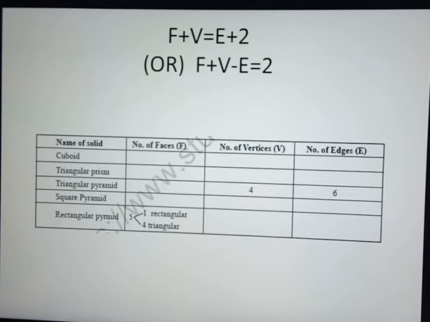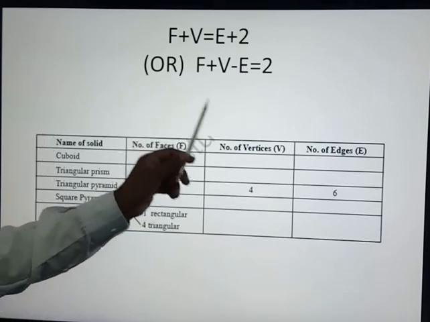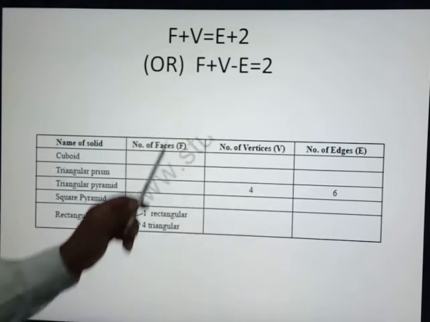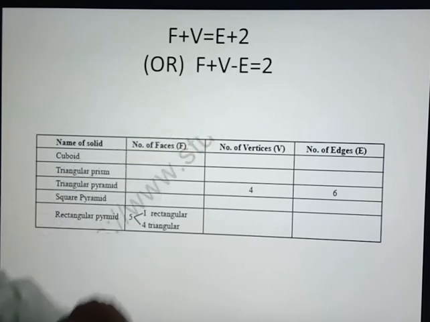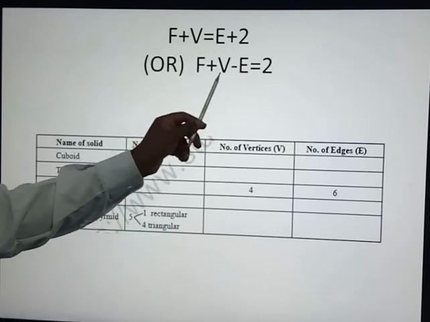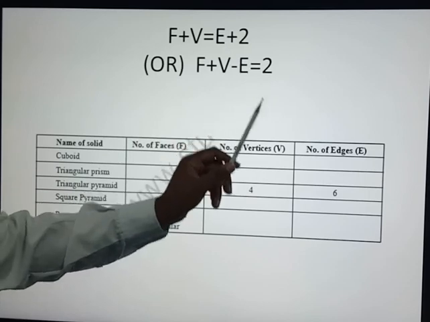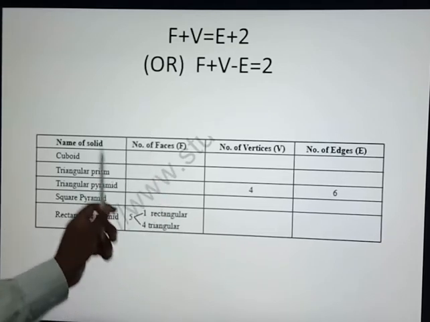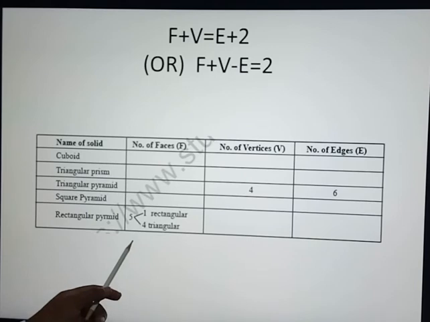Draw the table like this. You have to draw the table and count the number of faces, number of vertices and edges, and see the relation F plus V is equal to E plus 2, or F plus V minus E. Add the faces and vertices, then subtract edges, and you should get the answer 2. So that is the relation you will get, and it is called the Euler formula. Draw the table like this for the previous solids, count, and verify Euler's formula.